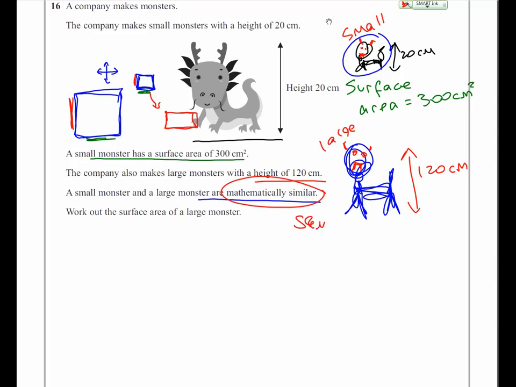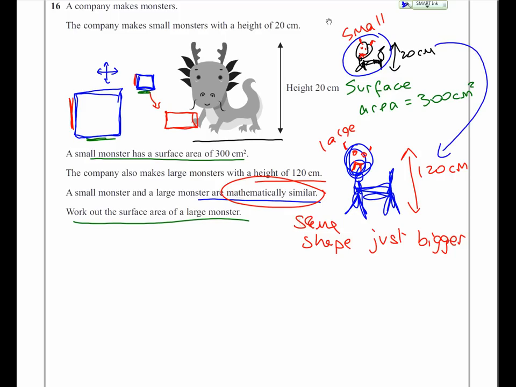Same shape, just bigger. That's all it means. Okay, so what do we want to know? The surface area of the larger one. And I'm going to really confuse some of you now, I reckon. But let's see.